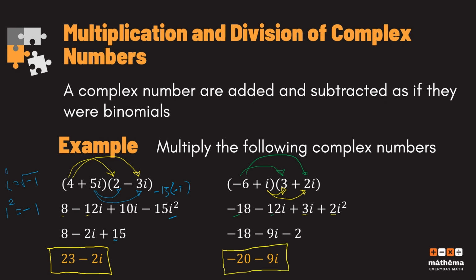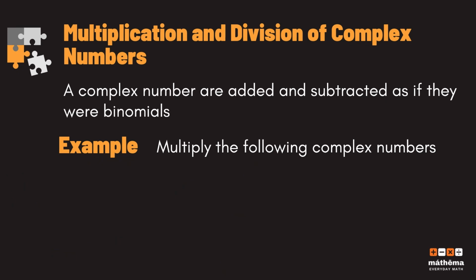Alright, we'll have two more examples. Example number 3. So we have the quantity of 7 plus i times the quantity of 6 plus 5i. So again, distribute, simplify, and then combine like terms. So 7 times 6 is 42. 7 times 5i is 35i. And then i times 6 is 6i. And then i times 5i is 5i squared.